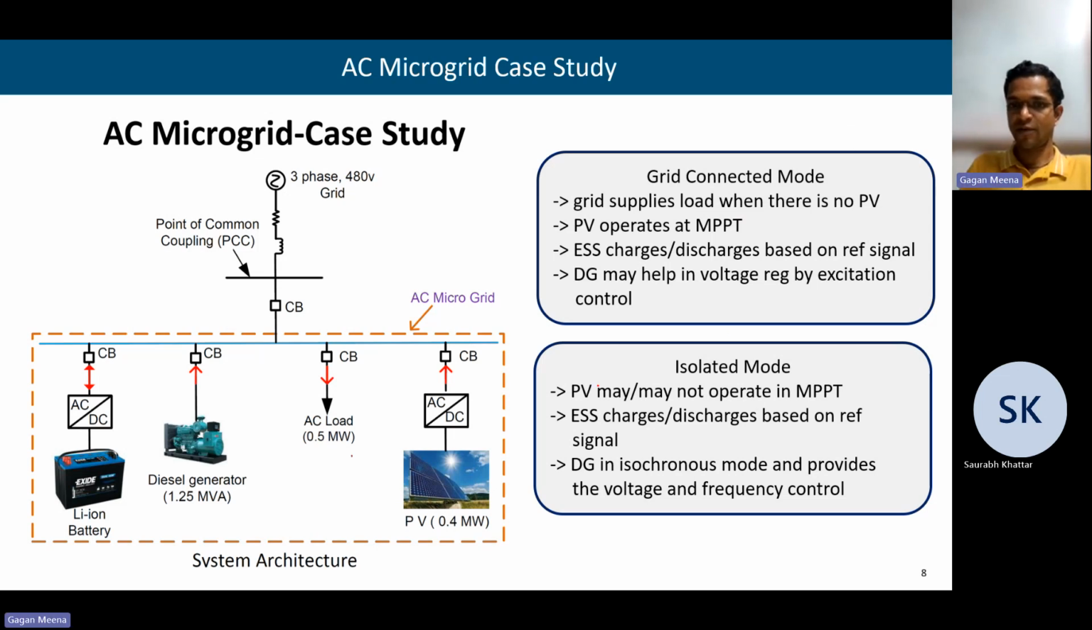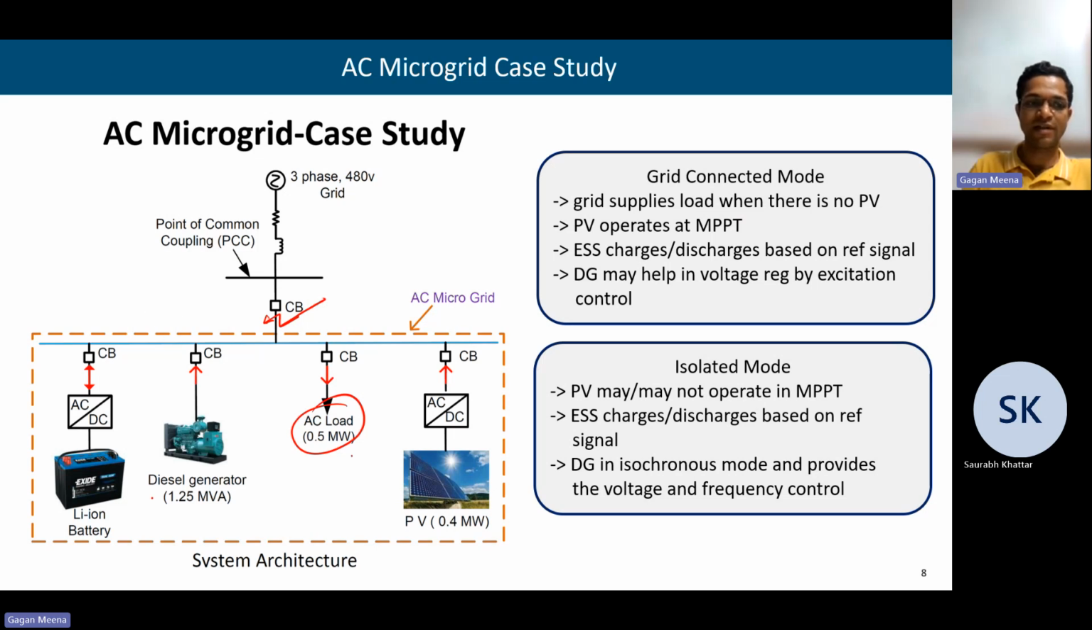Then in the isolated mode, PV may or may not operate at MPPT. In isolated mode, grid is not available. Let's say the load here is 0.5, and because it's isolated mode and this is an AC microgrid, we need to regulate both voltage and frequency. In this case, DG will be there. It will have to operate, and it will regulate both frequency and voltage.